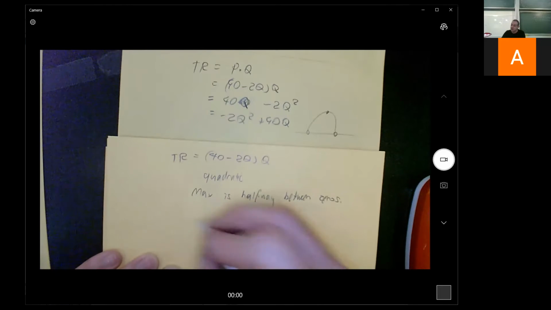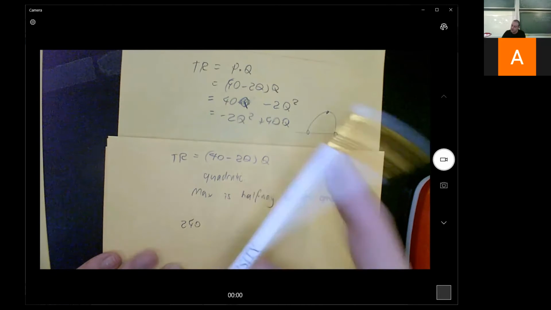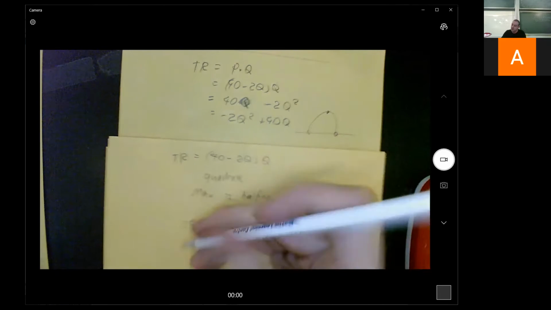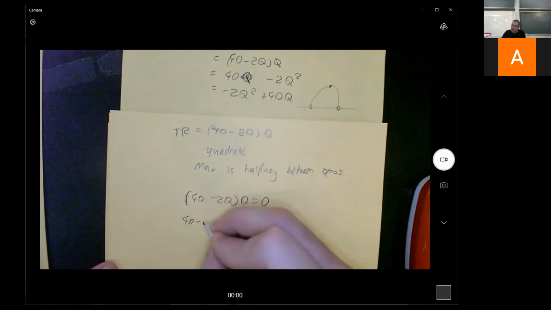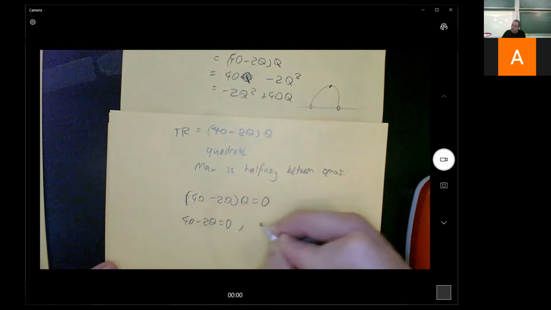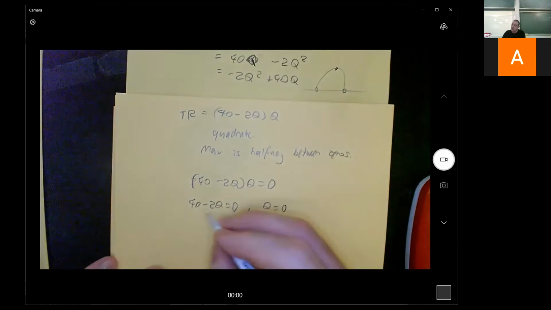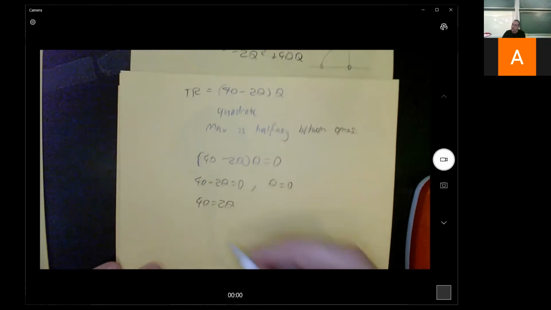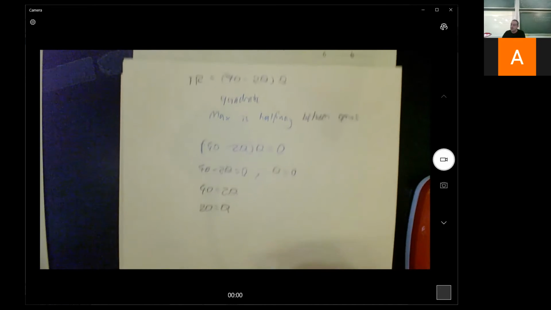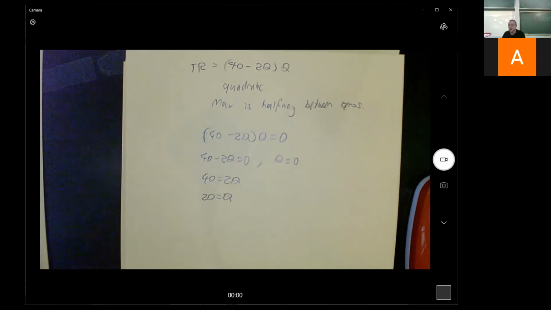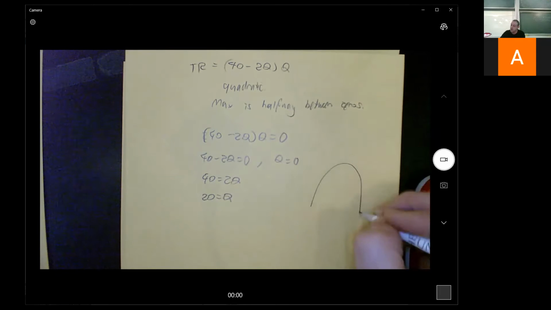And so I'll find when it's 0. Damn it, I'm just really not doing well. 40 minus 2Q times Q equals 0. That'll happen when 40 minus 2Q is 0, or when Q is 0. And this would be 40 is 2Q, and so Q would be 20. And so the zeros are 0 and 20, and this is what the graph looks like.